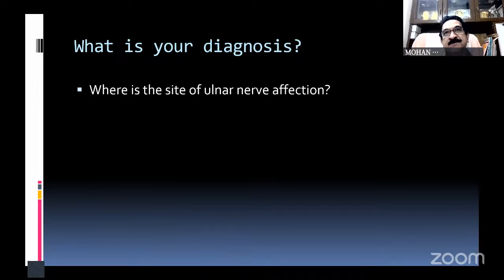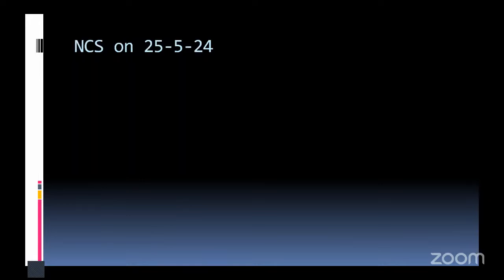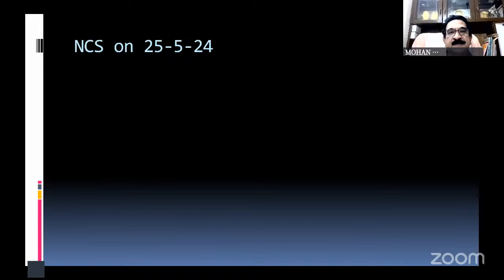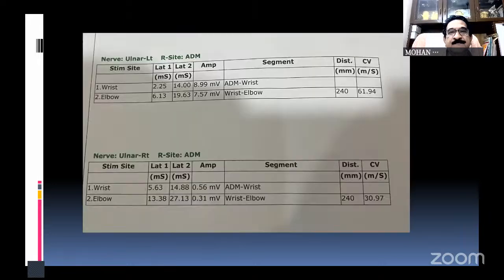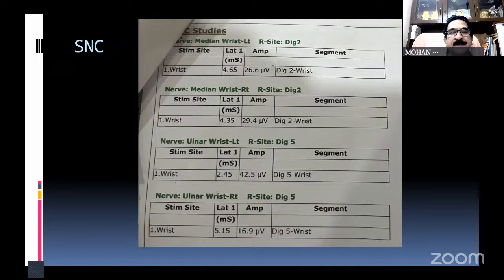Okay, what investigation would you like to do? NCS, sir. The NCS was done on 15/5. That shows the left median and right median are normal. Left ulnar normal, right ulnar has decreased amplitude on the right side, 0.56 and 0.31. Sensory potential of the right ulnar is grossly reduced, 16.9 compared to 42.5 on the left side. So clearly his ulnar nerve is affected.